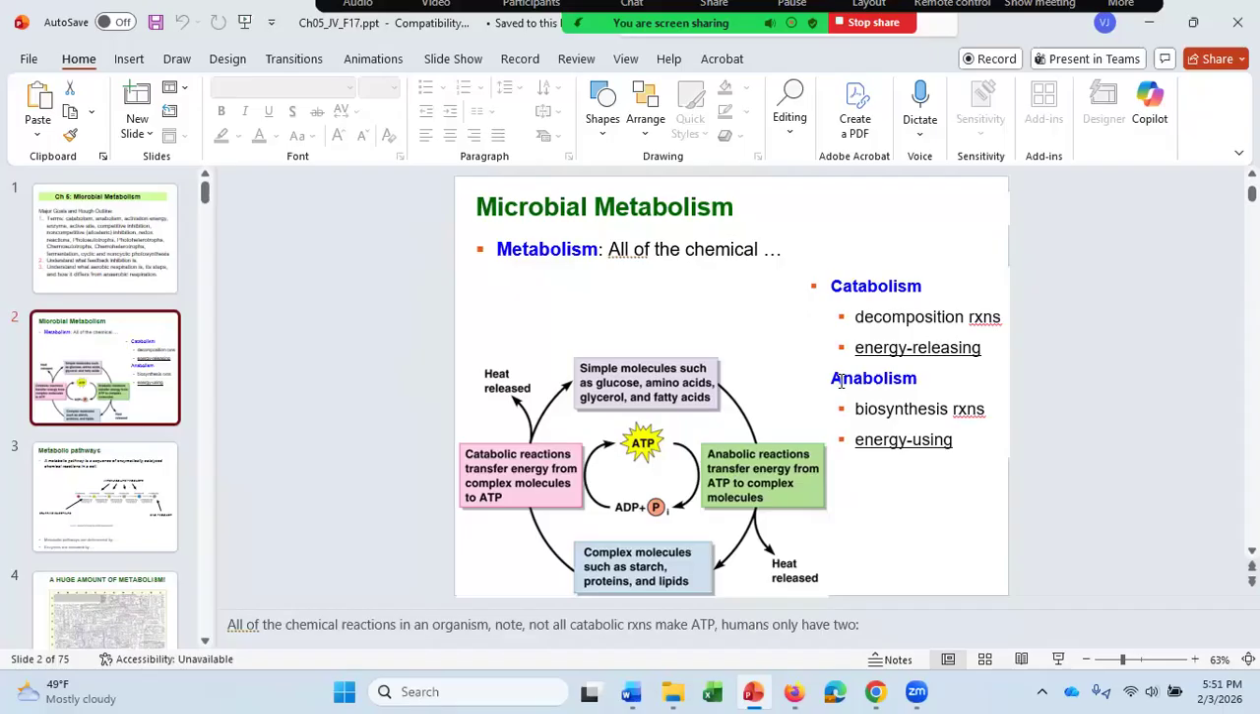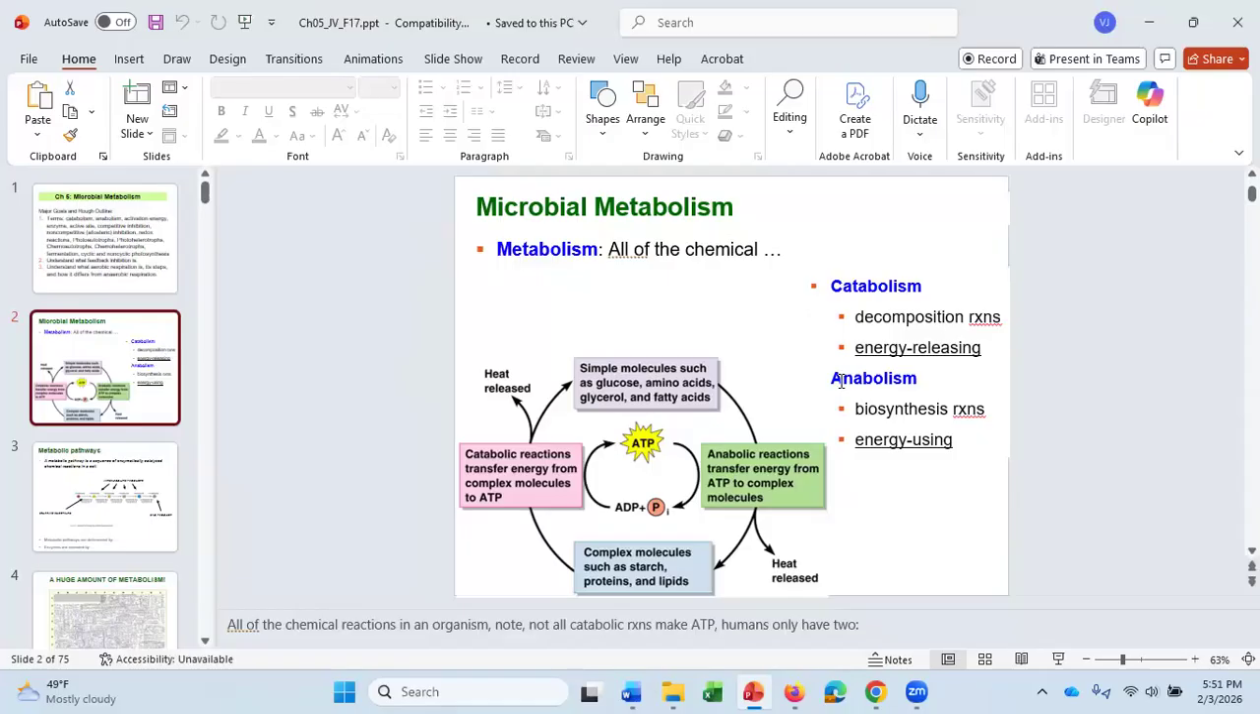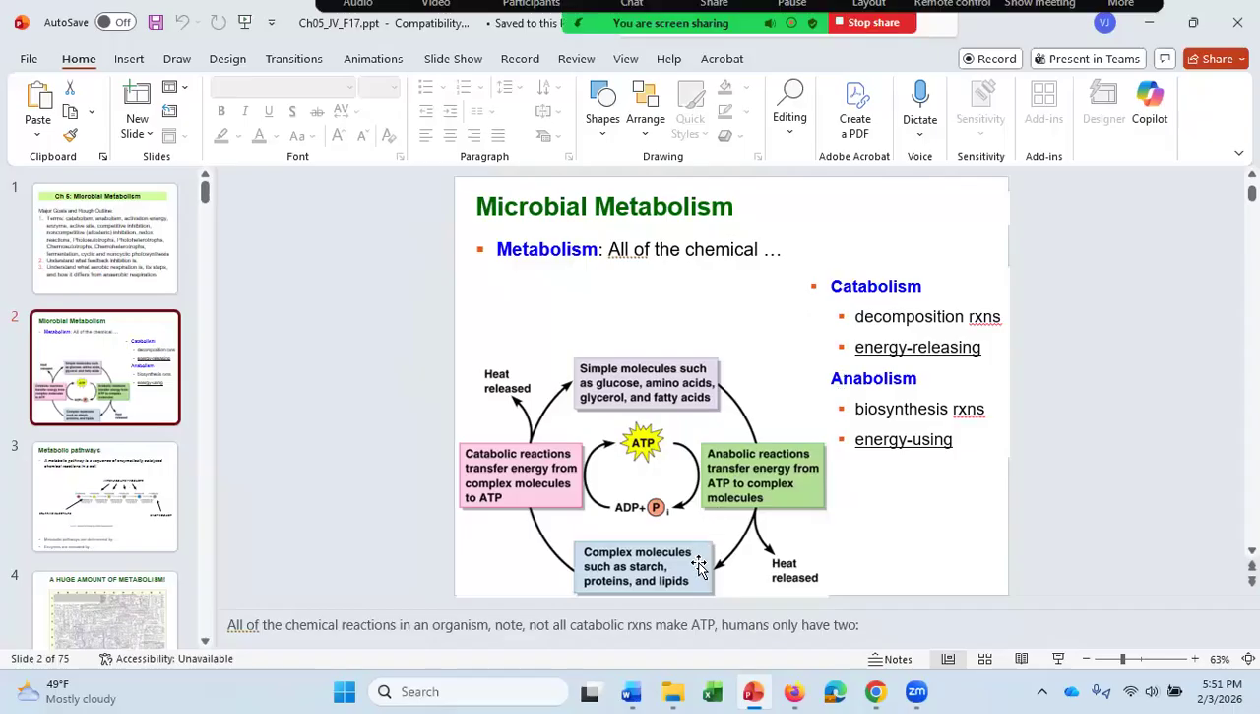Catabolism is the making of smaller molecules from a larger molecule. It's a decomposition reaction and it releases energy, meaning we have a complex molecule such as starch. We catabolize it, that gives off energy, to make a simpler molecule like glucose molecules. Glucose molecules have less energy in them than starch, and so this reaction gives off energy. So it's an energy releasing reaction.